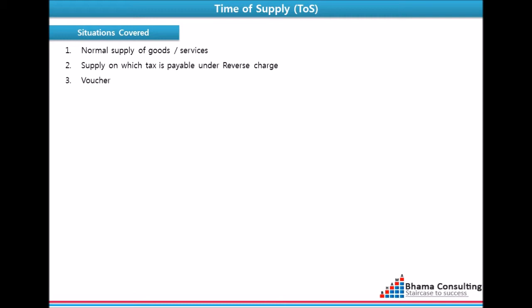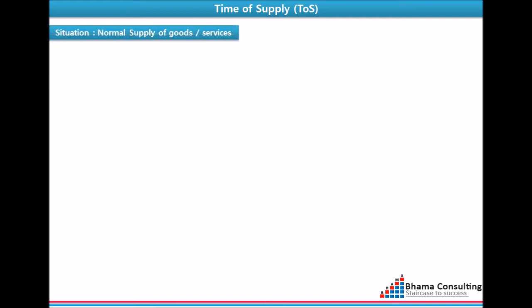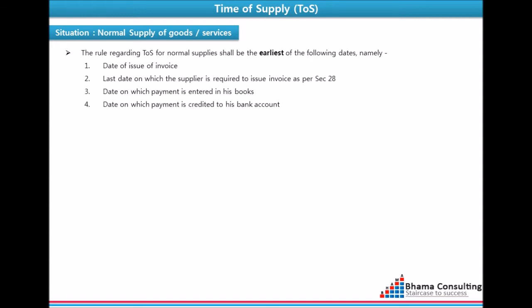We now see the most common scenario, that is supply of goods or services under the normal case. The time of supply shall be the earliest of the following. 1. Date of issue of invoice. 2. Last date on which the supplier is required to issue invoice as per section 28. 3. Date on which payment is entered in his books. 4th, date on which payment is credited to his bank account.